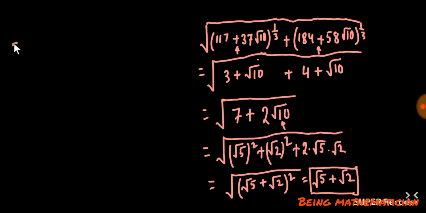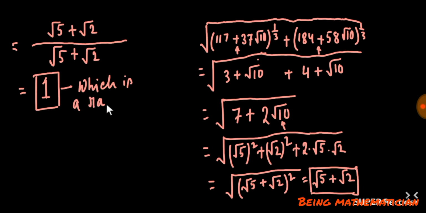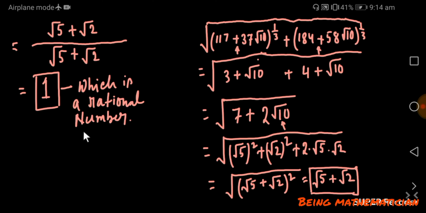So in the simplification, we have √5 + √2 in numerator position and √5 + √2 in denominator position. So it will be 1, which is a rational number. So the simplified value of this expression is a rational number. It is proved.